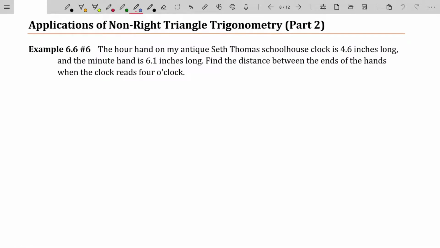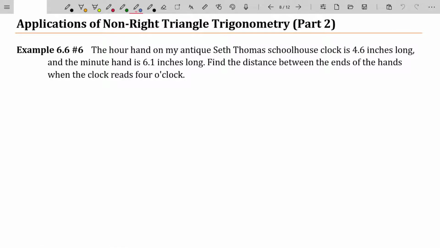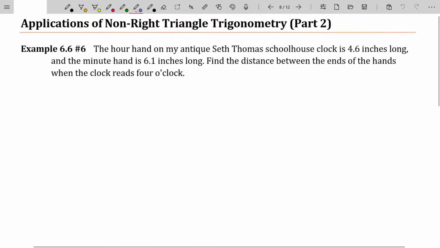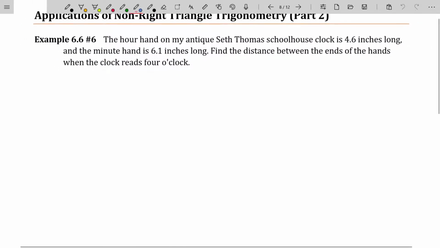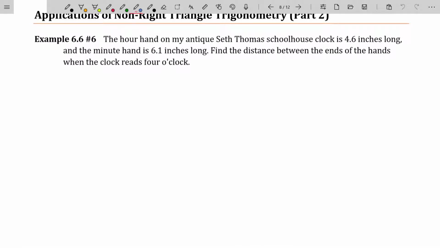This problem, by the way, I use a problem like it, but I really don't know what a Seth Thomas schoolhouse clock is, so that was copied from somebody else's problem. But this problem actually occurs without the Seth Thomas schoolhouse clock. It occurs in calculus, and my calculus students actually just finished doing a big related rates problem with this style of problem. So the hour hand on a clock is 4.6 inches long, and the minute hand is 6.1 inches long. Find the distance between the ends of the hands when the clock reads 4 o'clock.